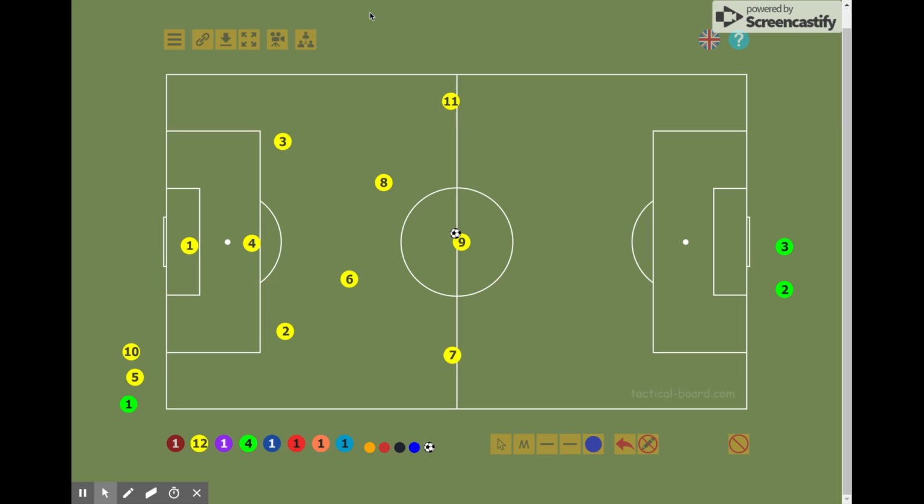Our 2 and our 3 are our outside backs. You might have referred to them or hear them referred to as fullbacks, so left and right fullback. You will also hear them referred to as the wing backs, so left and right wing backs. And in our 11v11 formation, they will have more of an attacking role. They have an attacking role here too, but we'll get into that in the next video.